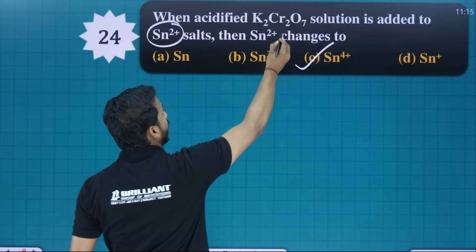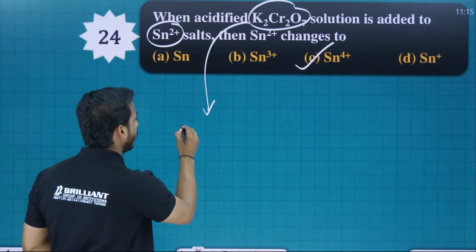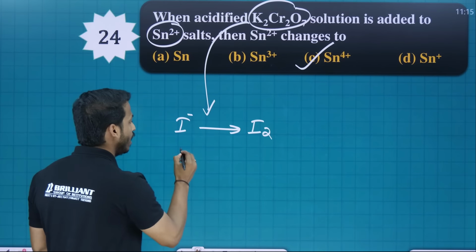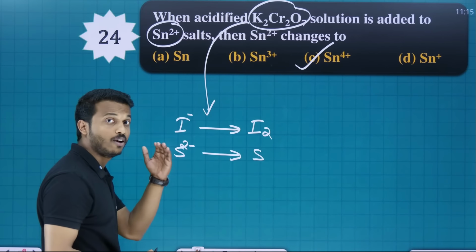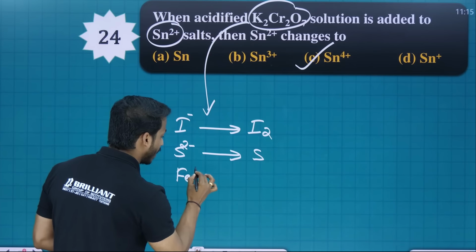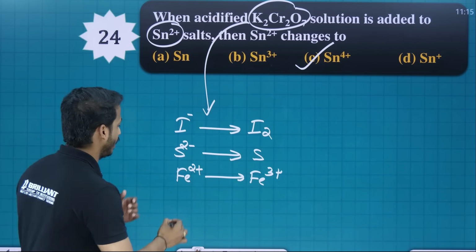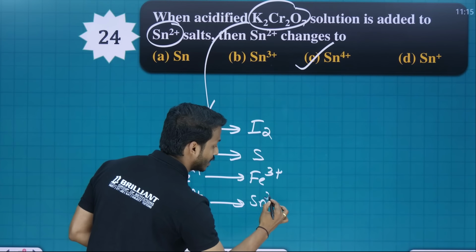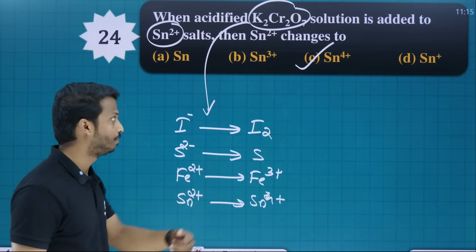What all conversions are done by K2Cr2O7? K2Cr2O7 converts iodide to iodine, sulfide S2- to sulfur, and ferrous to ferric. And stannous, Sn2+, becomes stannic, Sn4+, right? So the conversions are important: what to what?